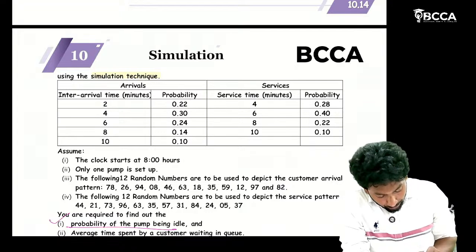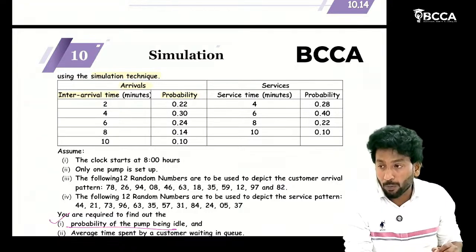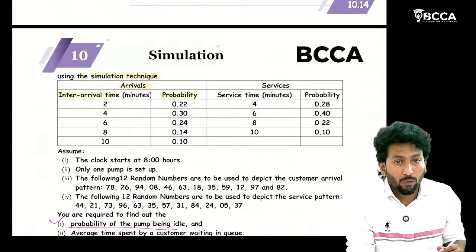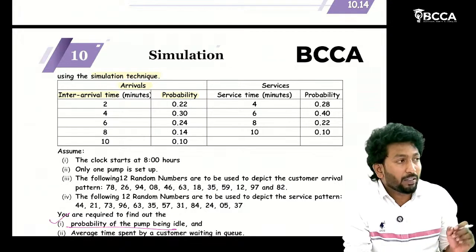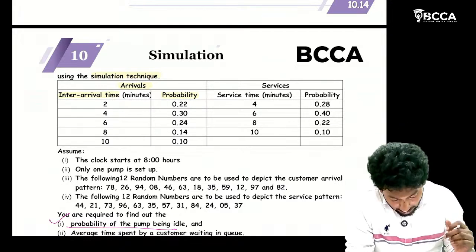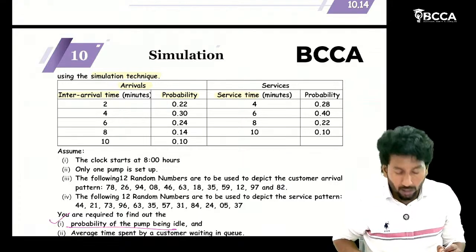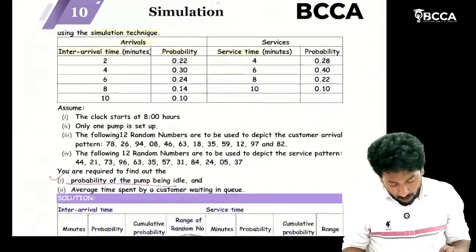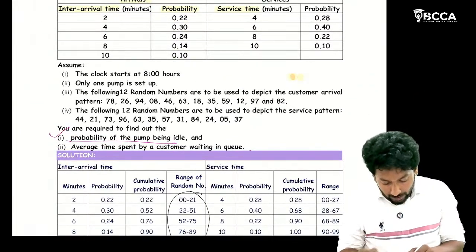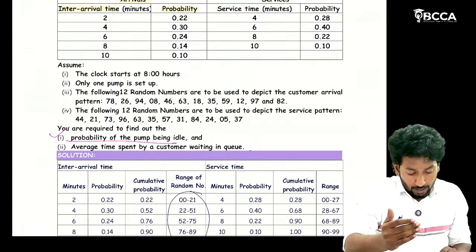Here we have arrivals, inter arrival time and their respective probability. What is inter arrival time, sir? The time gap between two customer arrivals is the inter arrival time. Next one, service time: how much time a customer will get service, that is service time. Here they have given inter arrival time and probabilities, service time and probabilities.